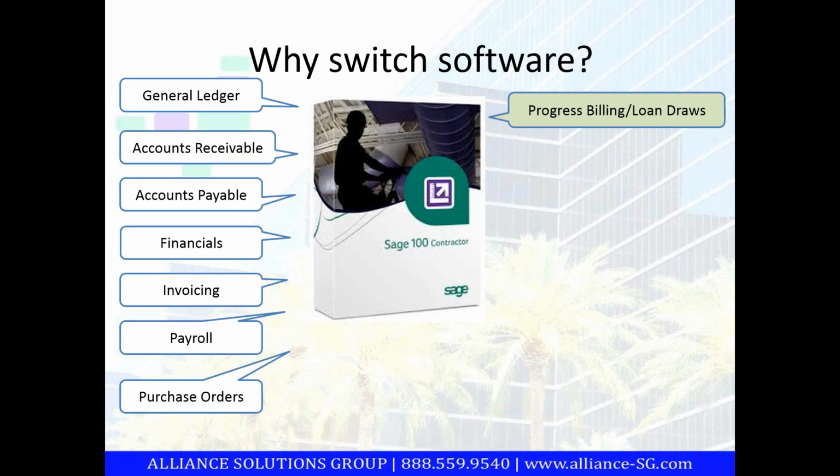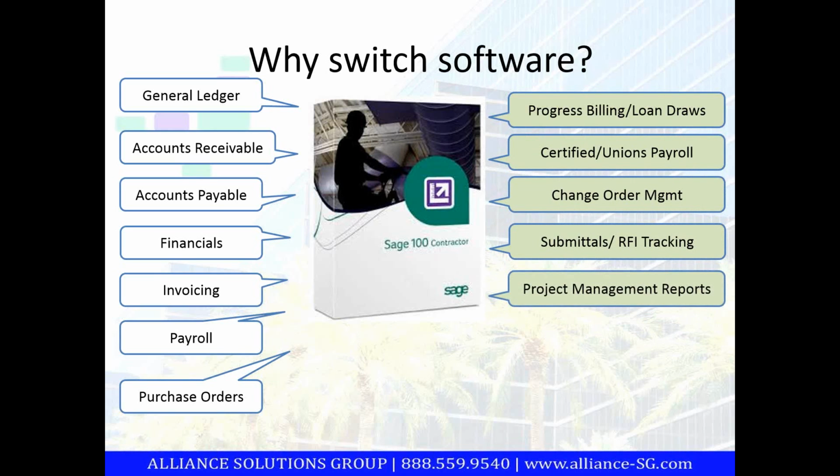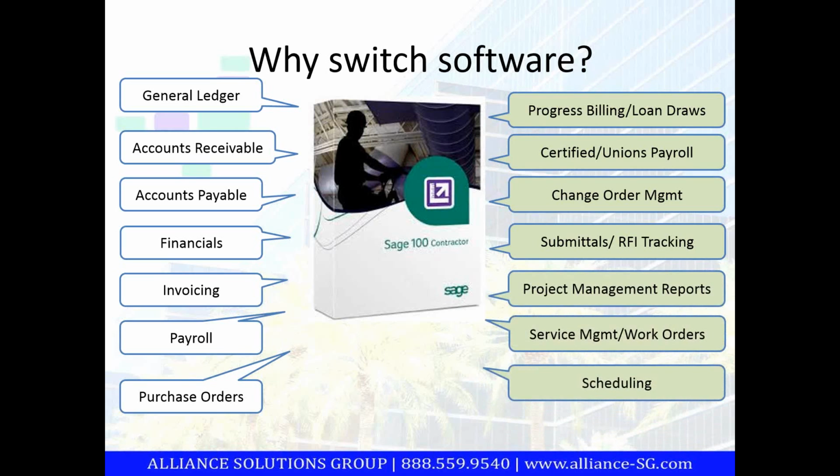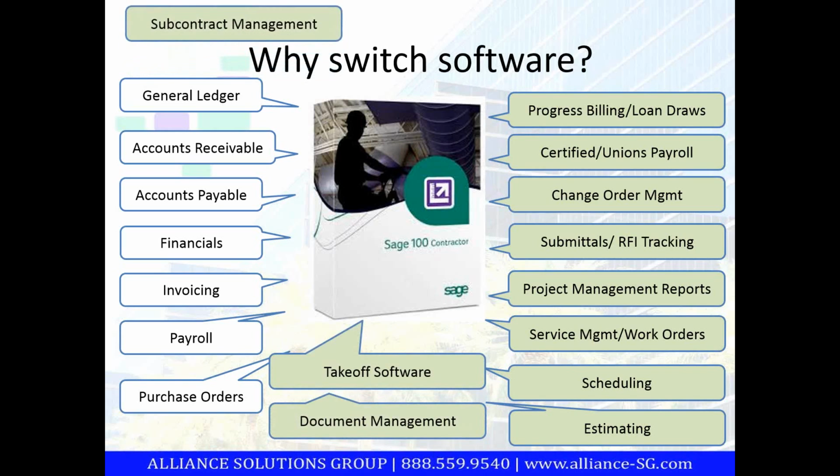Now we can also add an integrated piece within Sage 100 Contractor for progress billing, or from a home builder, loan draws. Also within the program, we can do certified and union payroll. We can do change order management, submittal and RFI tracking, project management reports. If I'm a specialty contractor, service management and work orders. I can do scheduling, estimating, takeoffs, and then document management, and then lastly, subcontractor management.